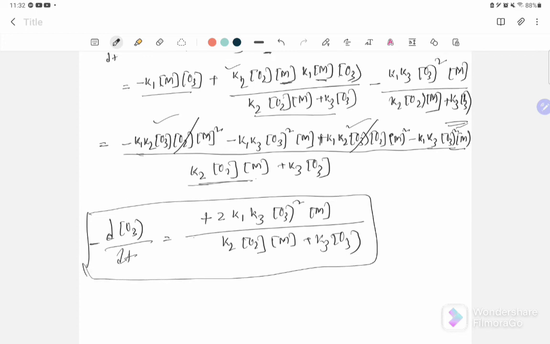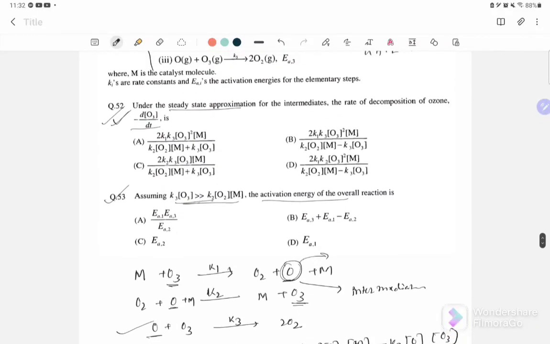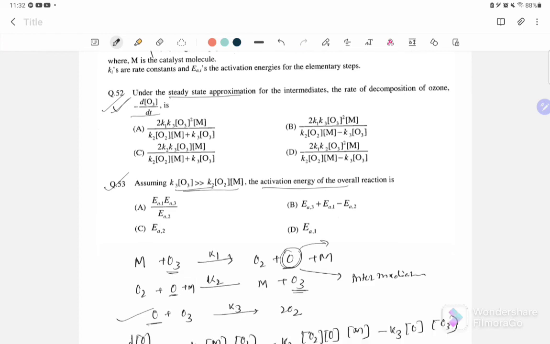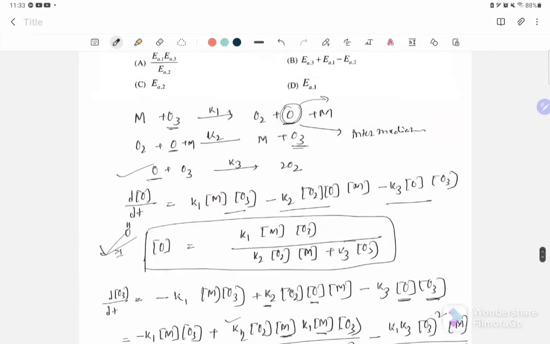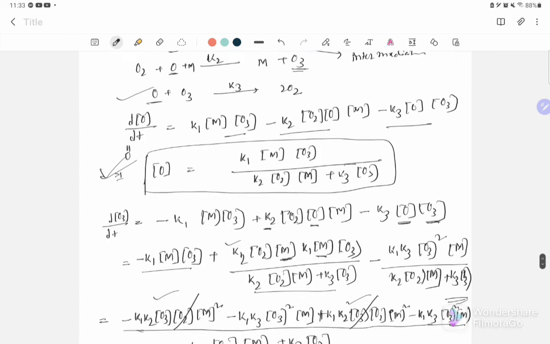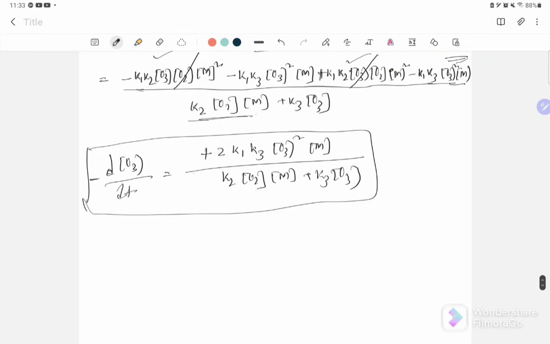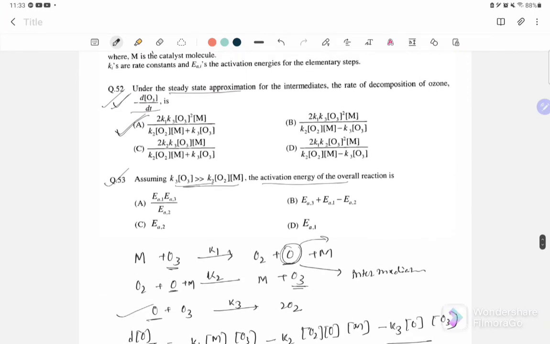So here the numerator is 2 K1 K3 [O3] squared [M], and below, the denominator is K2 [O2][M] plus K3 [O3]. So option A will be our correct option.